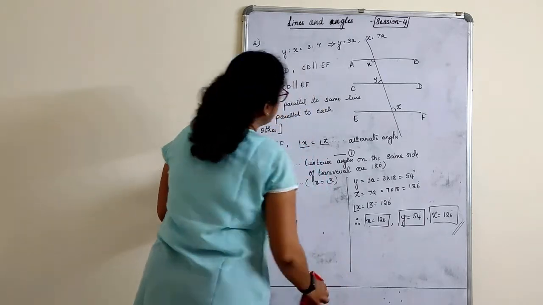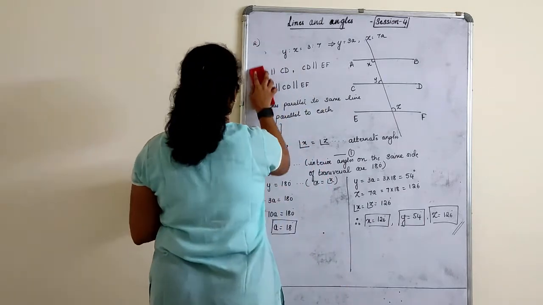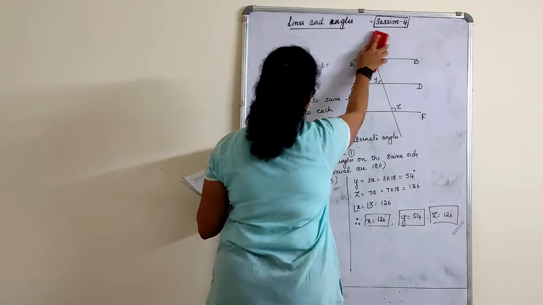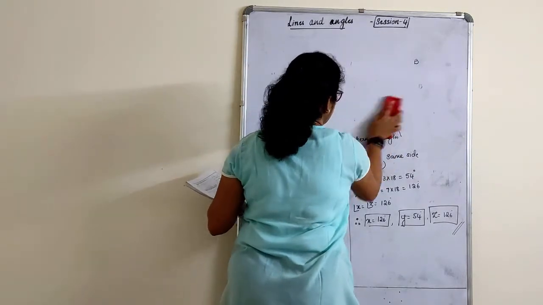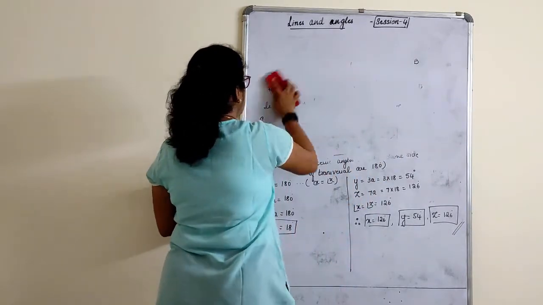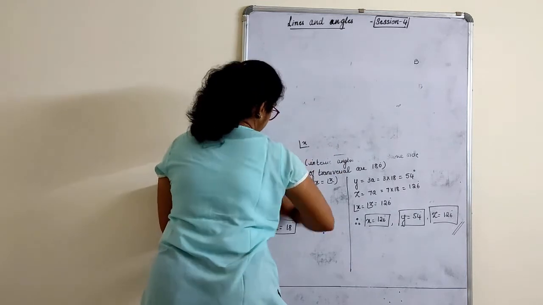So the figure is very important. Even though it's given in the question paper, you need to draw it and then start with your work, because you can mark so many angles in that.